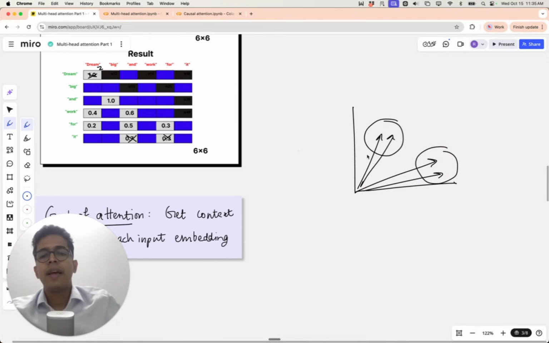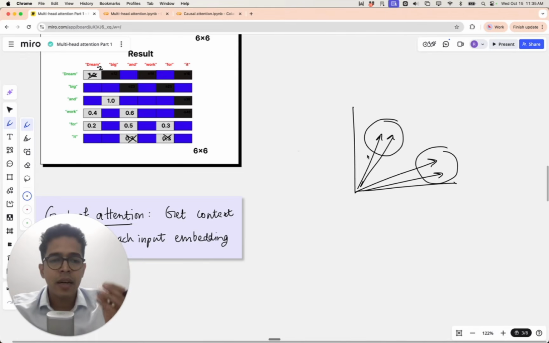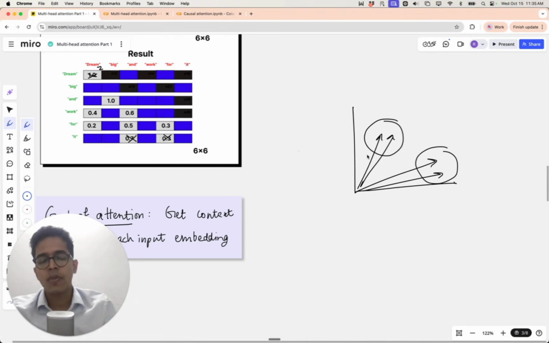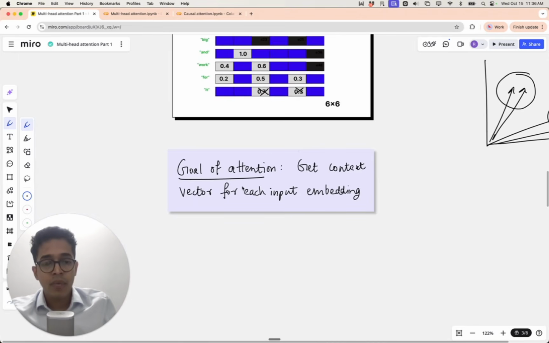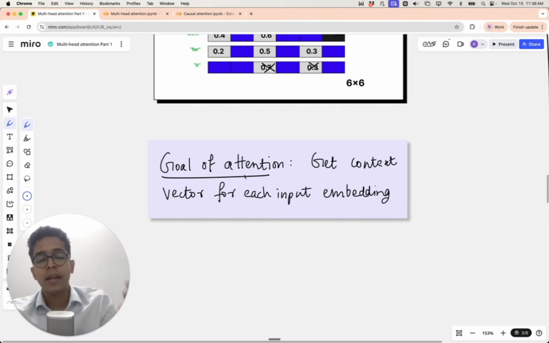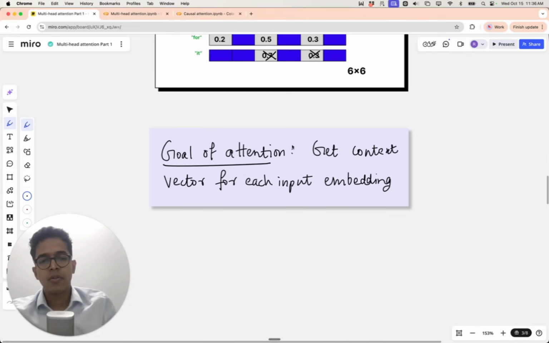But if these words are already part of a sentence, then maybe the context in which these words are present is different. So maybe we should modify it a little bit to take care of the context. So this is why we were trying to create attention weights, so that using the attention weights, we can convert the input embeddings into context vectors. So we want one context vector per input token.